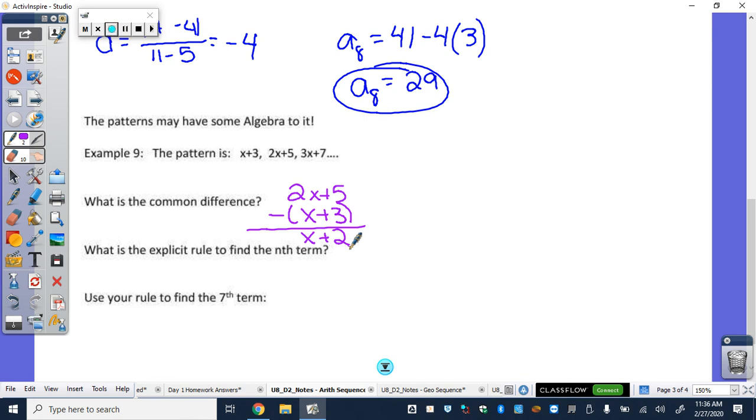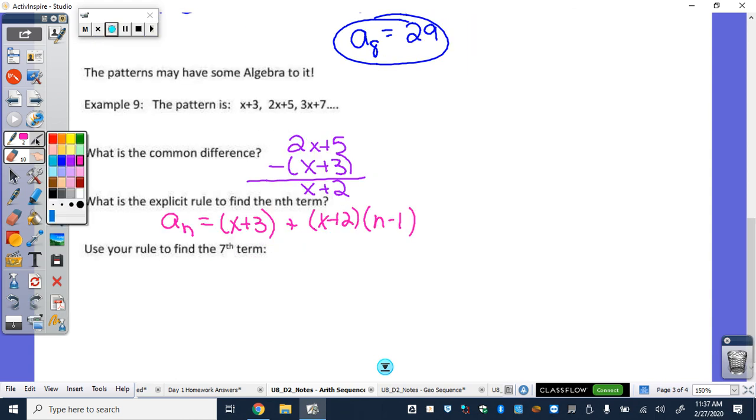So in our second part, what is the explicit rule to find the nth term? So our a sub n, again, I'm using that formula that we've been working with. Our first term is x plus 3. I only put it in parentheses because I've gotten into a habit that once it's a binomial, I start putting parentheses in there. Plus, our common difference, though, absolutely has to be in parentheses because remember, that's got to get multiplied by that n minus 1 at the end. So our first term plus our common difference times n minus 1.